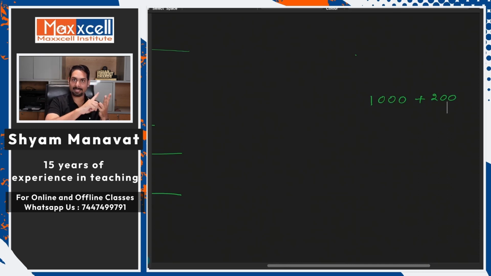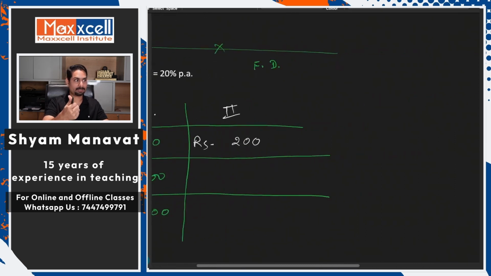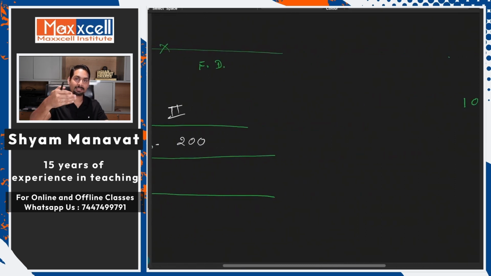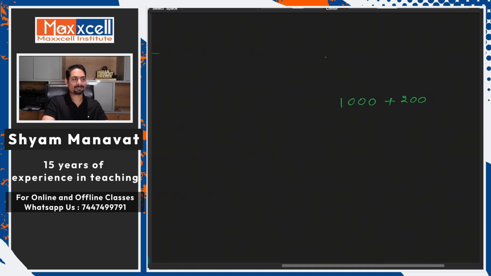1000 rupees initially I had. After 1 year, 200 rupees interest is generated, right? Because it is per annum. So after every year, per annum. Annum means year. So per year we are going to calculate 20%, right? So after first year, we have got 200 rupees. So how much money do I have in my bank account after first year? That is 1200. Now this time I am not withdrawing this 200.